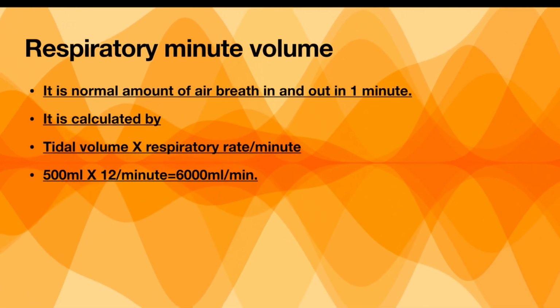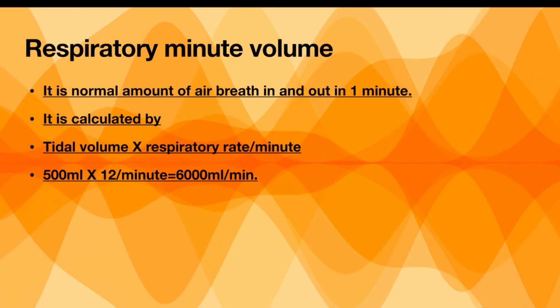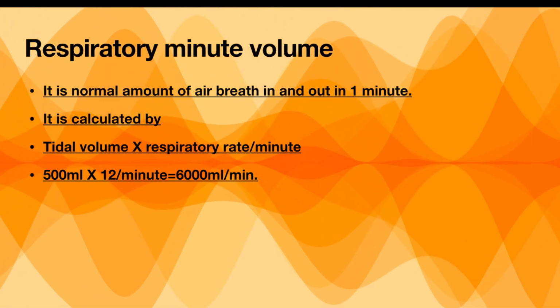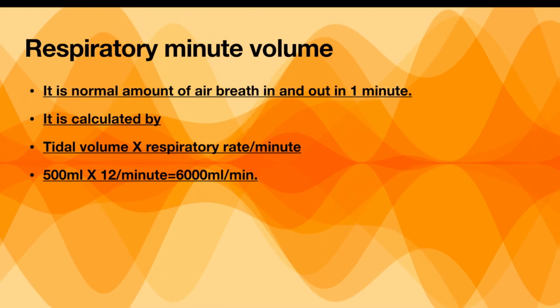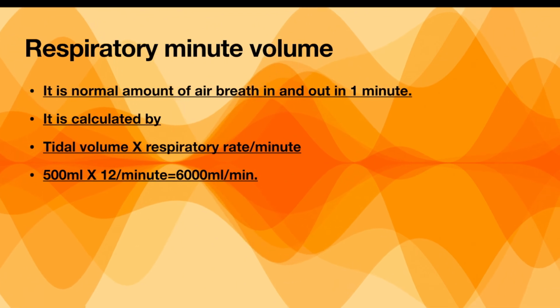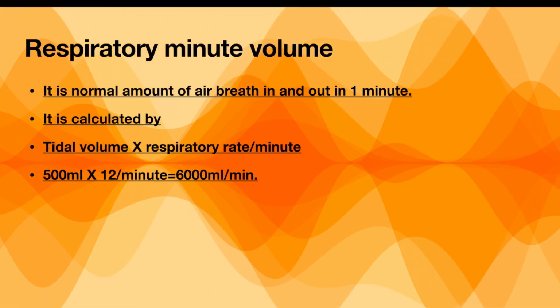Next is respiratory minute volume. It is the normal amount of air breathed in and out in 1 minute. It is calculated by tidal volume multiplied by respiratory rate per minute. That means 500 ml times 12 per minute equals 6000 ml per minute.